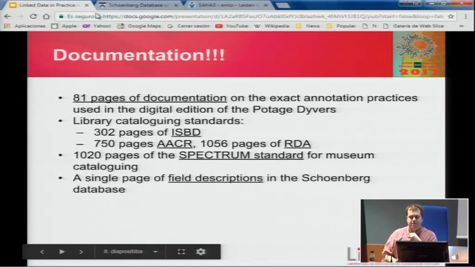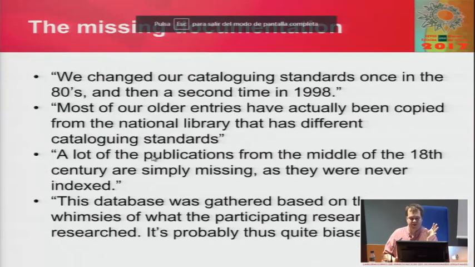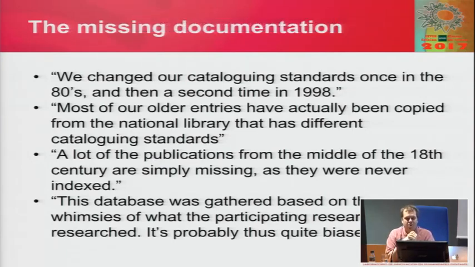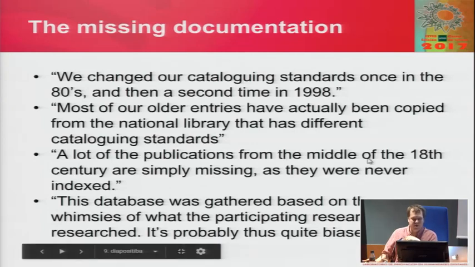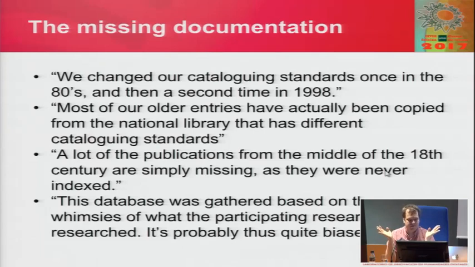But even if you have this very, very long documentation on what's supposed to be in the database, it often isn't what is actually there. So there's this problem of missing documentation, which will bias any research you want to do on that data. For example, the Finnish national bibliography is missing a lot of publications from the middle of the 18th century just because they were never indexed.